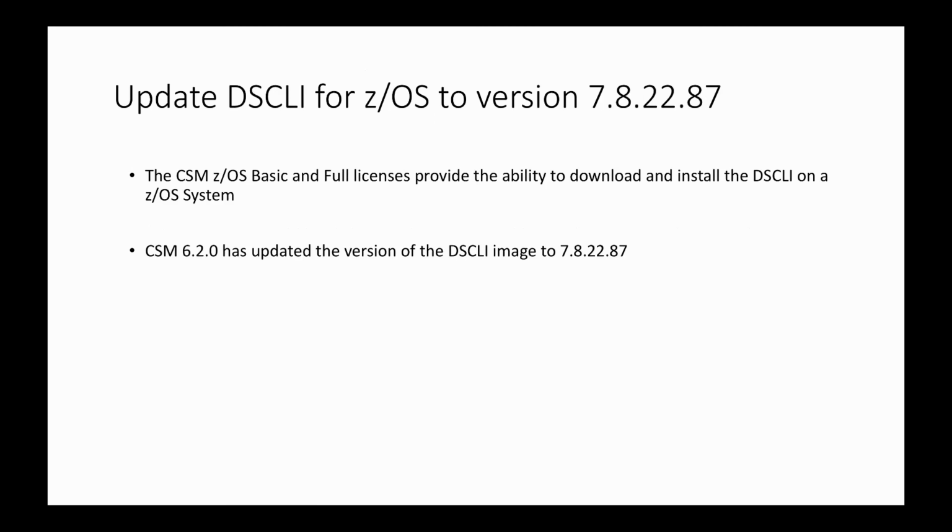All right, and the last feature I want to tell you about is that when you purchase CSM with a z/OS license, either the basic or the full license, you can download the DSCLI for z/OS package. It's shipped in the bundle with CSM, and that allows you to install DSCLI on a z/OS system. We have updated that version of the DSCLI in 6.2 to the 7.8.22.87 version. So if you need an upgrade to your DSCLI on z/OS, you can pull this from 6.2.